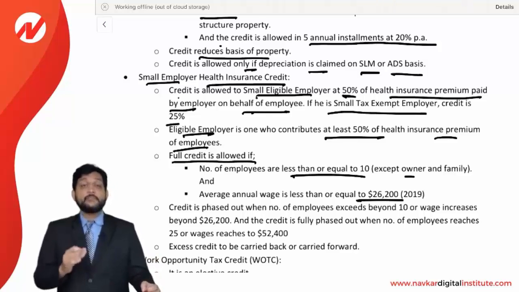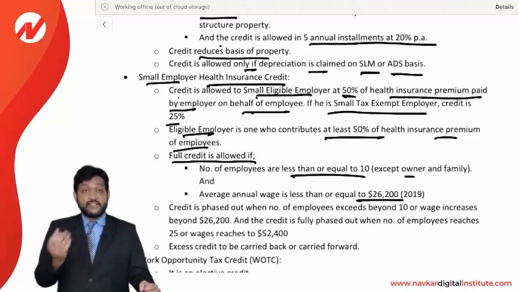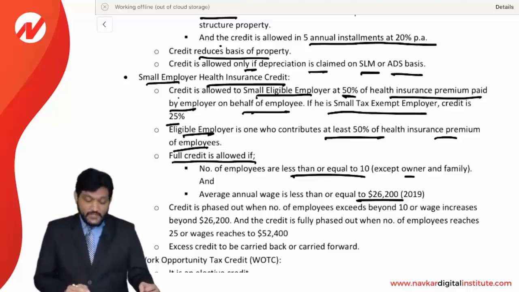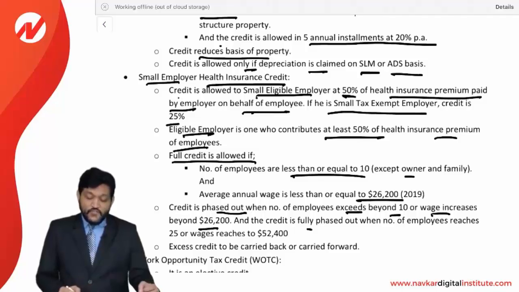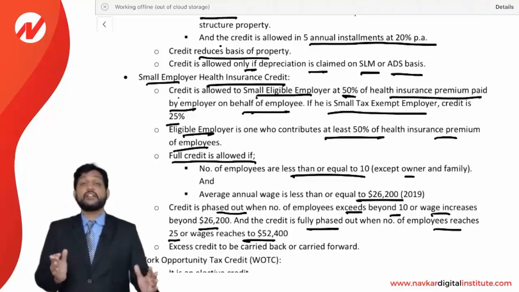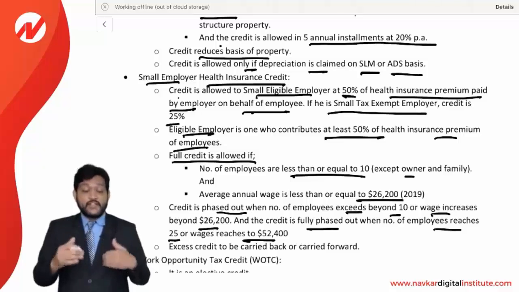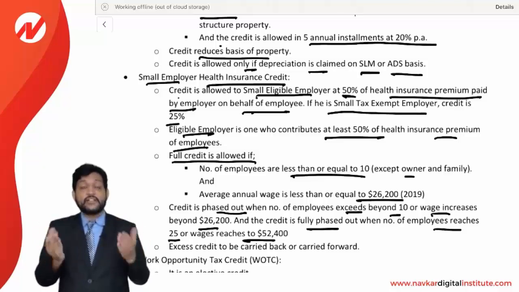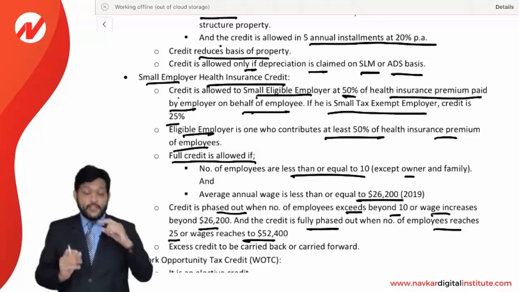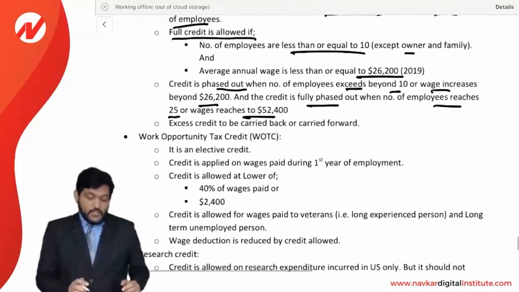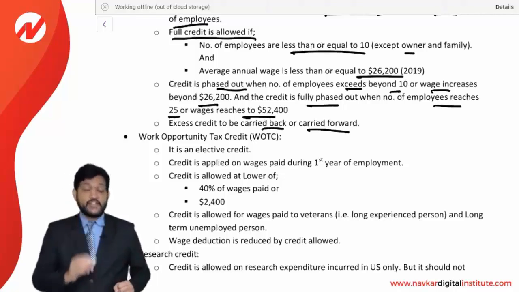And if the number of employees or the wages exceed this limit, then phase out will apply. How? Let's see. Credit is phased out when the number of employees goes beyond 10 or wages increase beyond 26,200, and the credit is fully phased out when the number of employees reaches 25 or wages reach 52,400. So it means credit will be allowed in between these limits. If it exceeds the limit, then your credit is going to be fully phased out. The excess credit can be carried back or carried forward; that option is allowed.